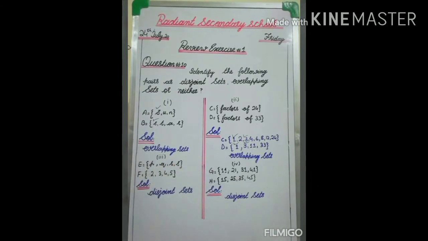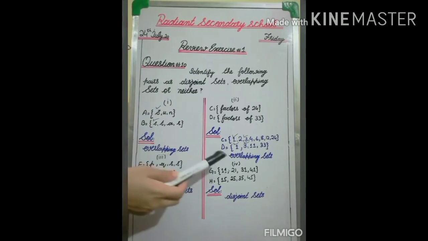Now come to part number 3. The elements of set E are P, Q, R, S and the elements of set F are 2, 3, 4, 5. Students, you can see that no element is common in both the sets. So these sets are disjoint sets.